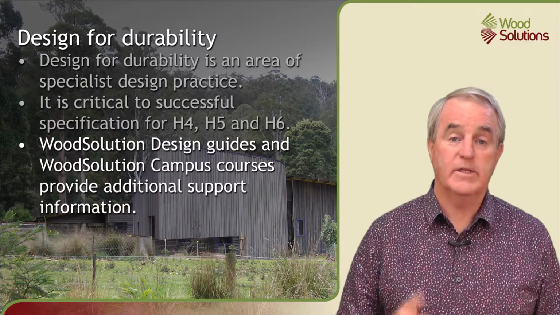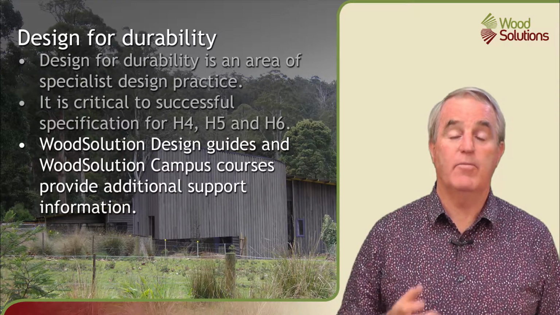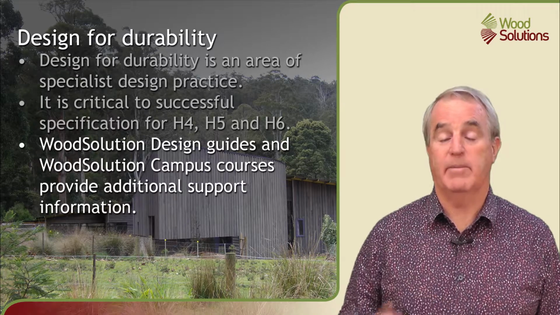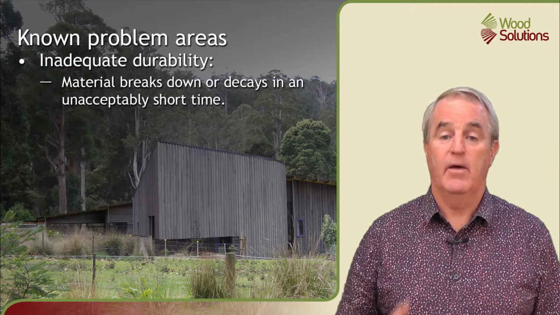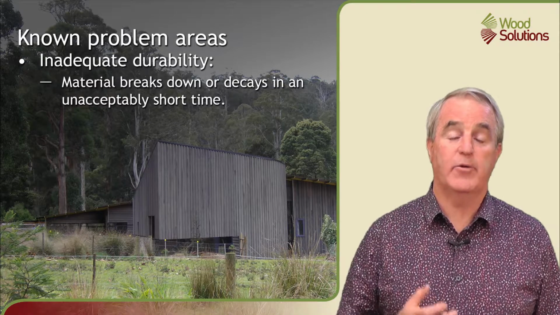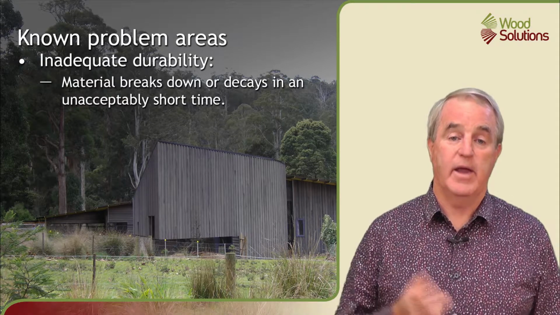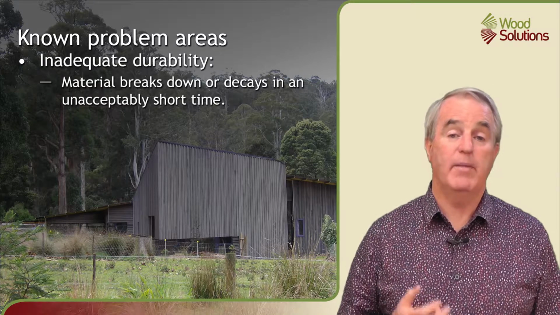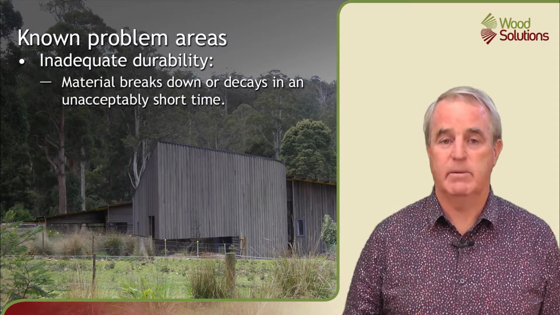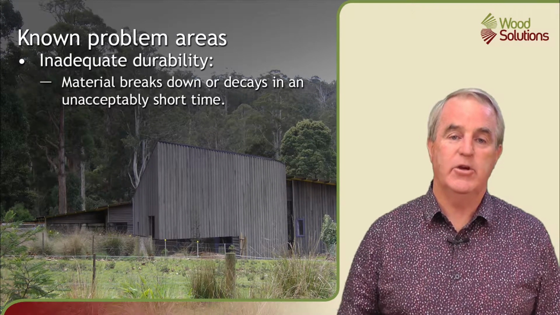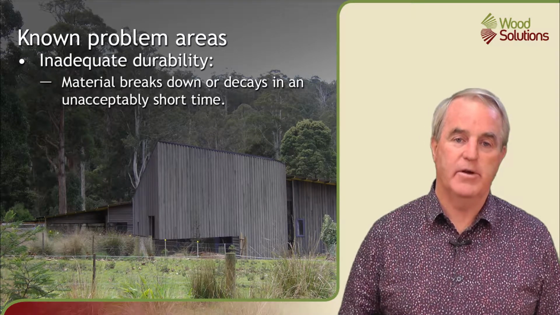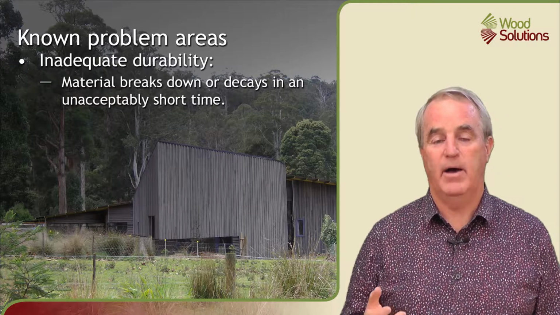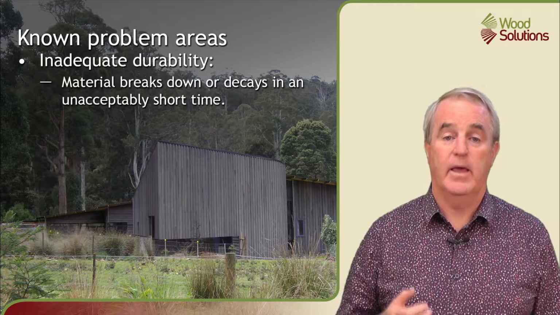All that is possible in this course is to highlight several known problem areas that affect product performance when used in these applications. The first problem area is inadequate product durability. The natural durability of boards or elements may be inadequate, and the material may break down or decay in an unacceptably short time. Material in the ground is especially prone to decay and insect attack in the zone 300 to 400 millimeters above and below the ground line.